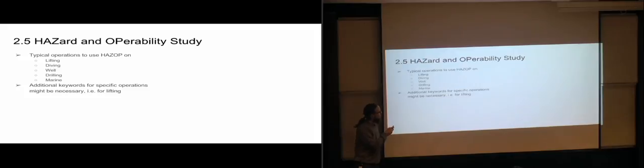And just to show some additional keywords that could be used for specific operations, such as for a lifting operation, we might be using the keywords of loss of load. So basically that we are losing the grip on our load. It is unhooked from our crane hook or something like that. You might have a jerking motion that happens, and if you then don't have any safety mechanisms on the crane hook, you could basically just have the load jump off of your hook.